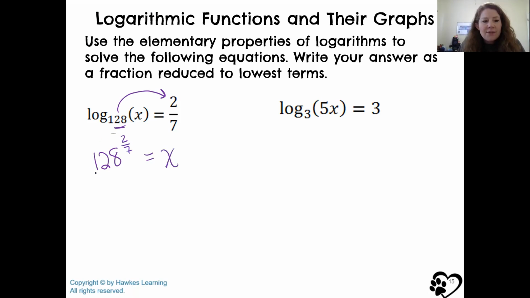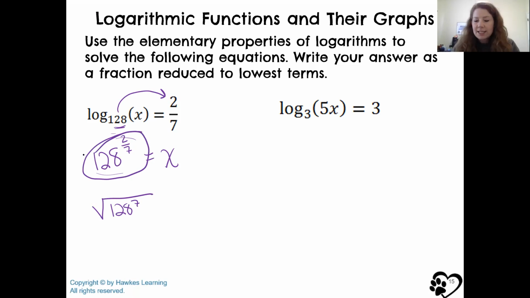We could think of this as the square root of 128 to the 7th power, or you know what, we really don't even have to do that because we can put this right here directly into our calculators. So I'm going to write 128 raised to the power of the fraction 2/7, and my calculator tells me right away the answer is 4. And of course, this is going to also tell me the answer is 4, either way.